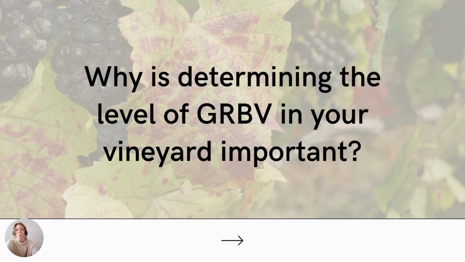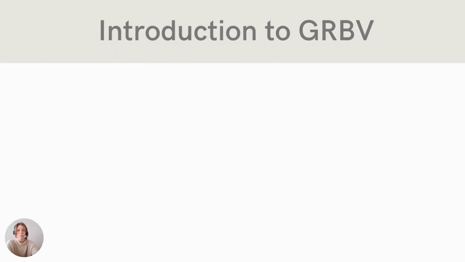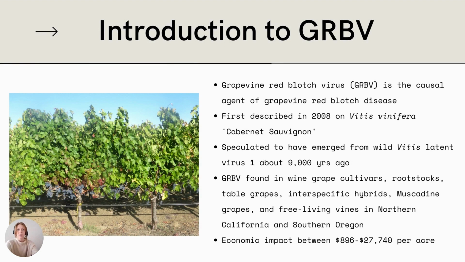Jumping right in, you may be wondering, why is determining the level of GRBV in my vineyard important? For that, let's start with a quick introduction of what GRBV is. GRBV, or grapevine red blotch virus, is a causal agent of grapevine red blotch disease. The disease was first described in 2008 on Vitis vinifera Cabernet Sauvignon, and the virus is speculated to have emerged about 9,000 years ago from wild Vitis latent virus 1.